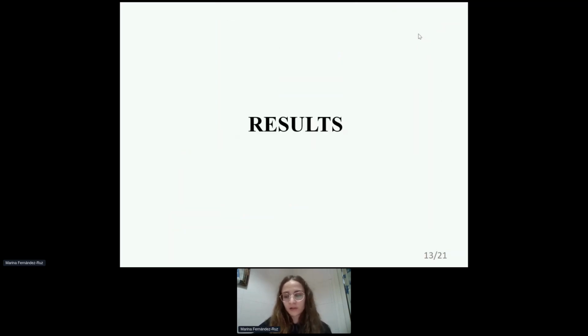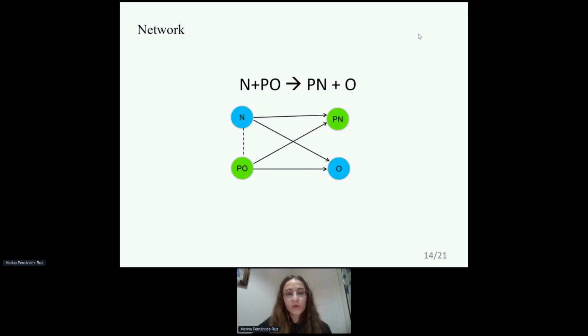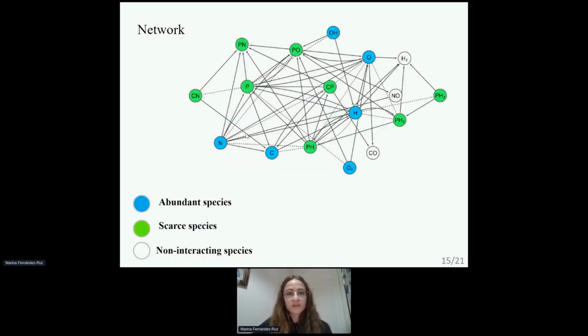As a result, first, I need to explain how we create the network. For example, this is a reaction. The chemical species are the nodes, and we link from reactants to products. We also have another dashed line as a link between the reactants. So if we do this with all the chemical reactions, we have this phosphorus chemistry network with the element phosphorus and all the interactions.